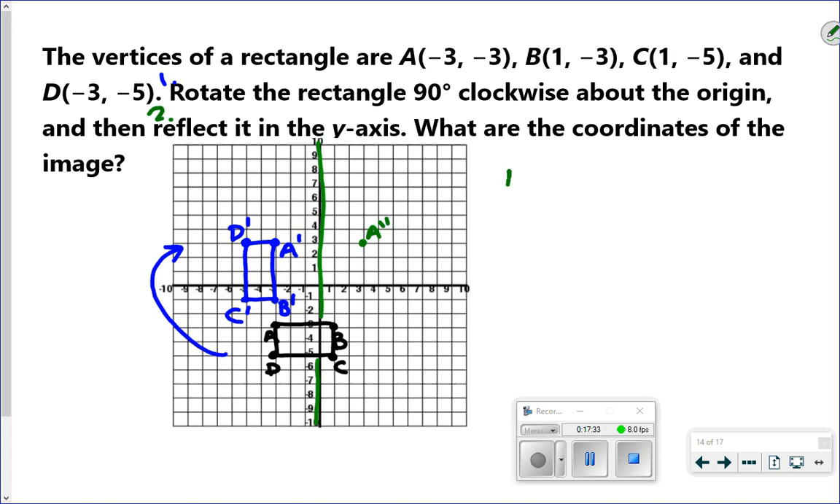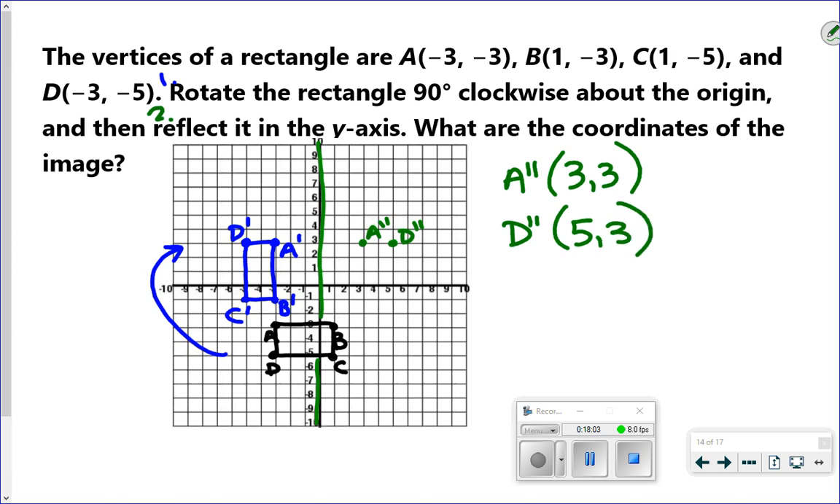So I'm going to go ahead and list it. It asks for the coordinates here, so I'm going to list them as I go. My copy of A is at 3, 3. Second copy of A is at 3, 3. And then D, it looks like it's 5 to the left. So now it's going to be 5 to the right. That ordered pair, and it doesn't really matter if your list is alphabetical or not, is at 5, 3.